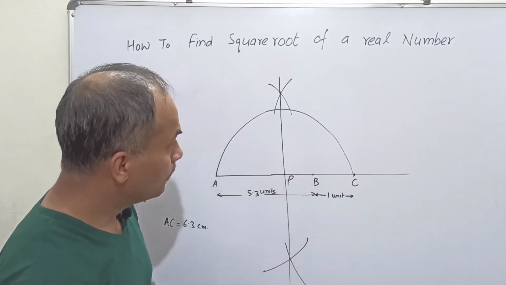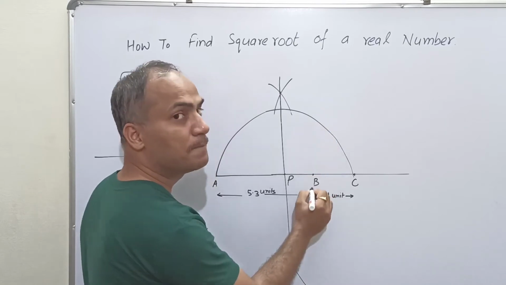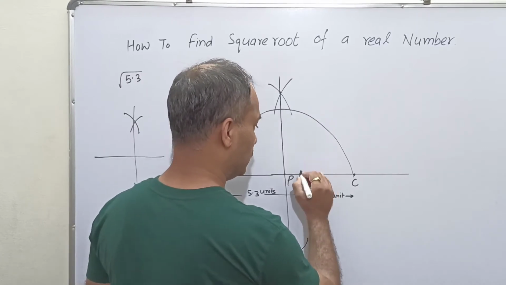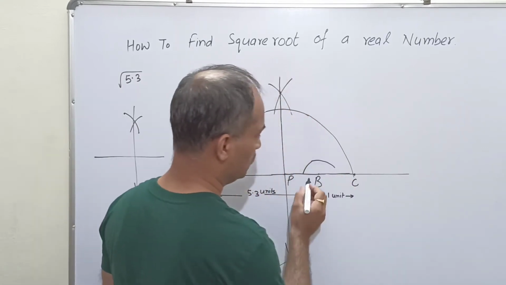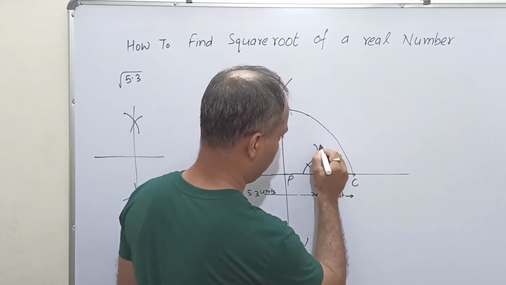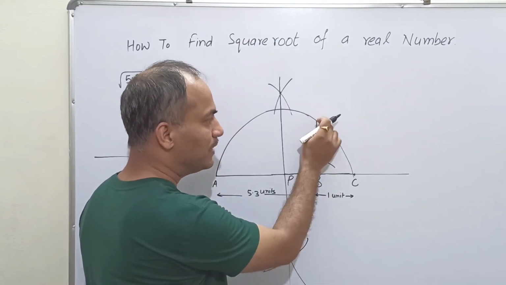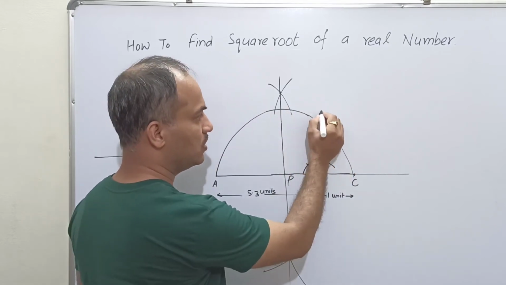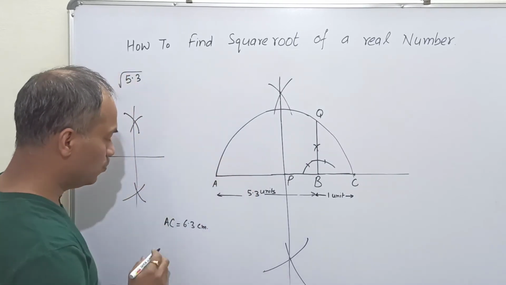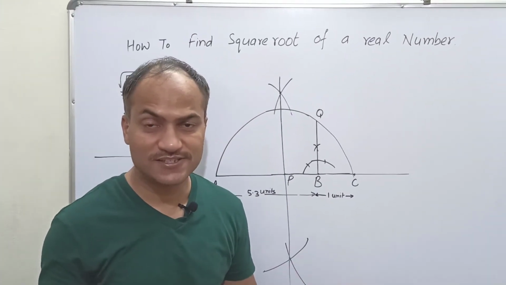Now what is the next step? From point B we have to draw the perpendicular. Just make a 90-degree angle at point B. So this perpendicular from B meets this semicircle at some point. You can name this point Q. Now measure this BQ distance with the help of a scale. This BQ will actually give you the square root of the given value. So it was very easy.